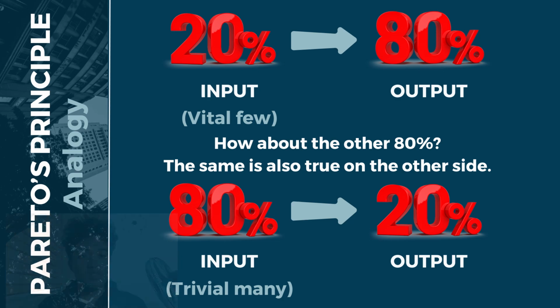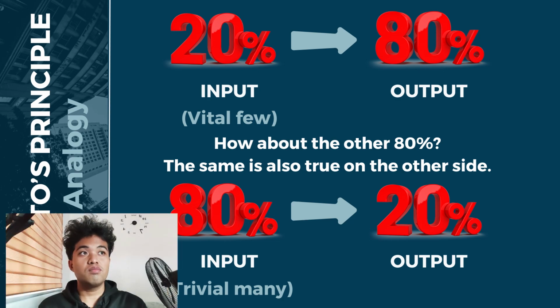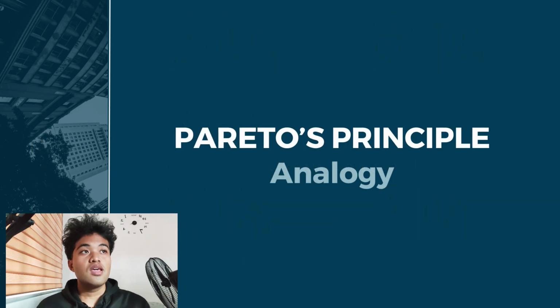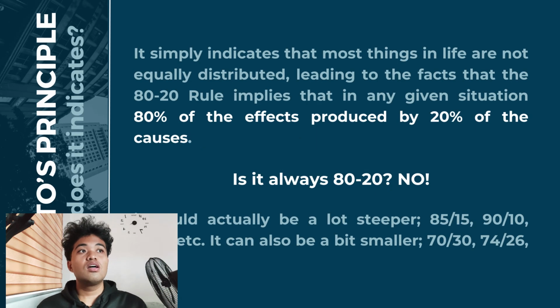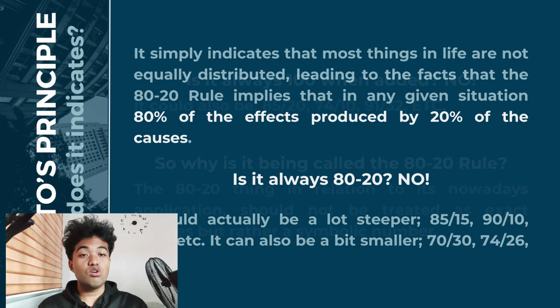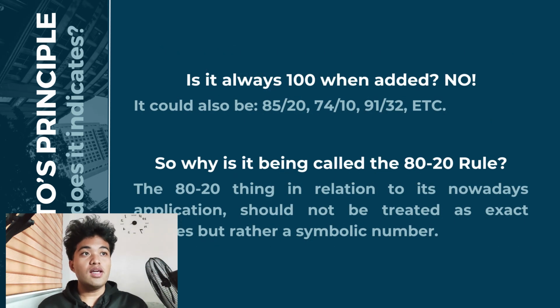Pareto's Principle is also known as the 80-20 rule. This principle states that 80% of the effect comes from 20% of the causes. It suggests that a small number of factors or inputs can have a significant impact on outcome. The 80-20 rule is not always exact. While 80-20 is a common ratio, the actual distribution can vary.